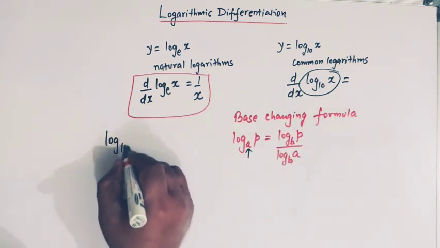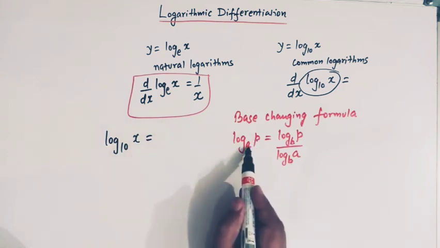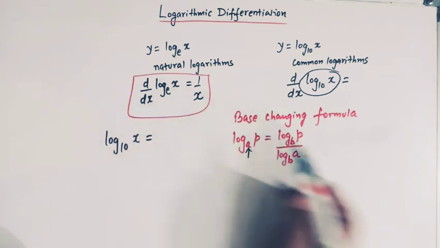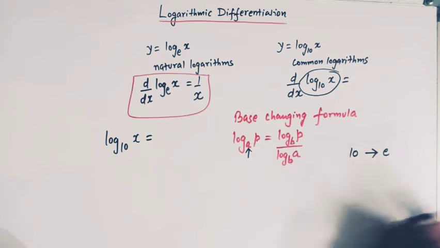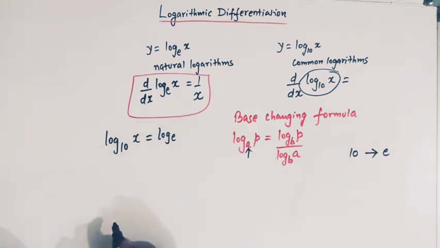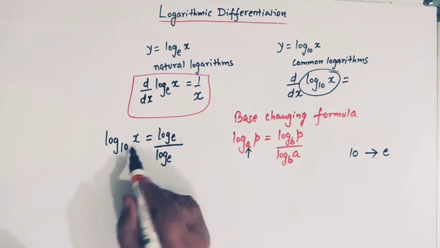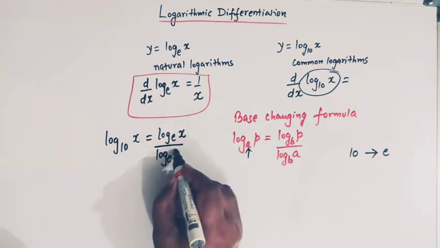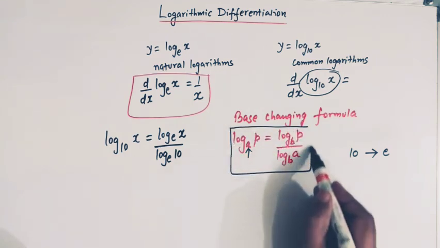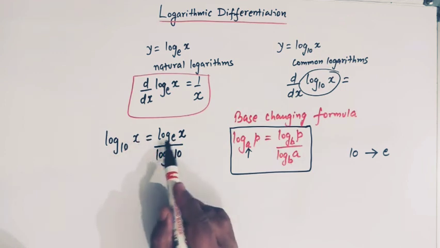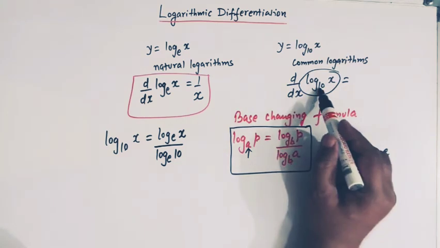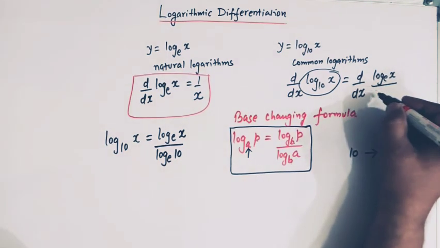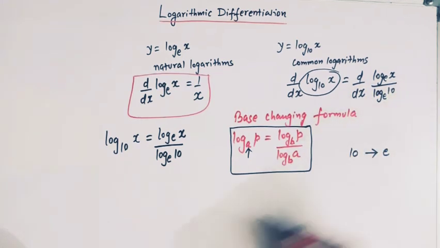So let us write log 10 x with the help of this base changing formula. Here for p we have x and for a we have 10. Now we wish to change this base 10 to the base e. So we'll write log x to the base e divided by log 10 to the base e. Now we can write d over dx of log x to the base e divided by log 10 to the base e.